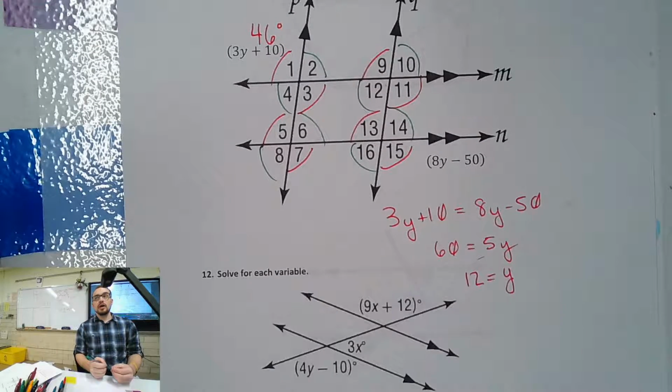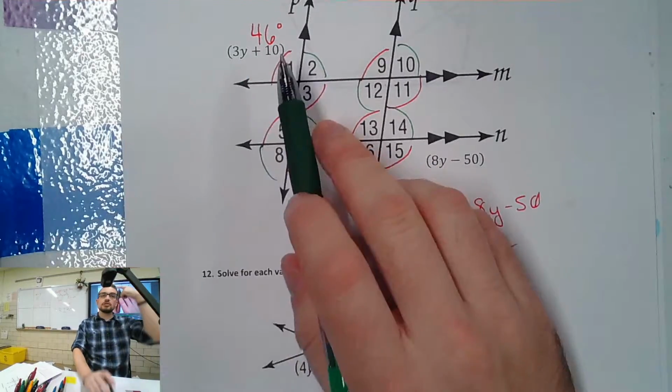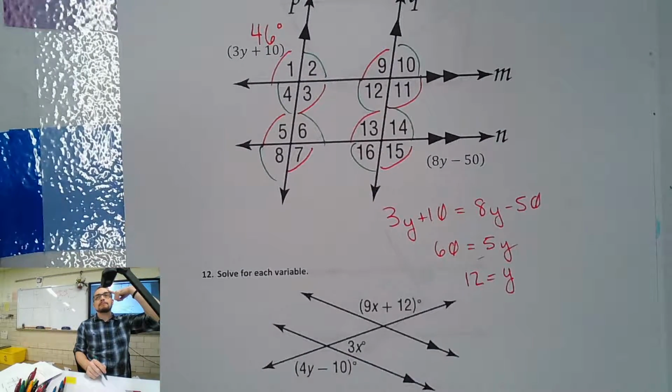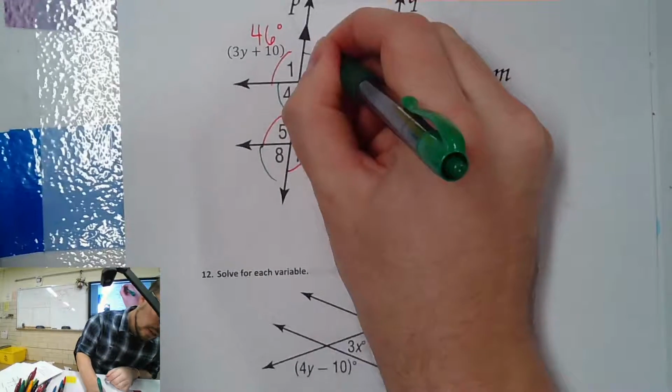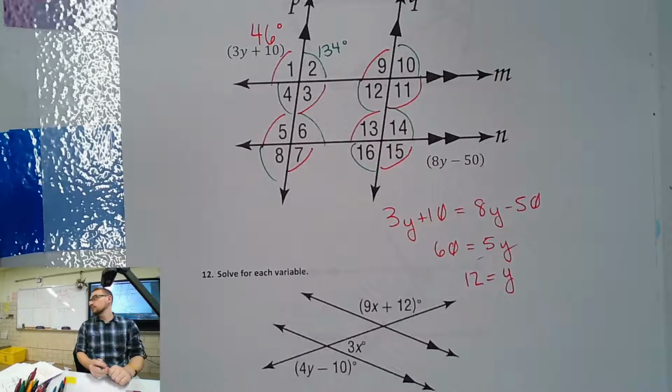How are we going to figure out all the green angles? Linear pair theorem, right? They're supplementary. So 180 minus 46. Let's do that in our heads. What's 180 minus 40? 140. Subtract 6 more. 134. So all of those leftover angles are 134.